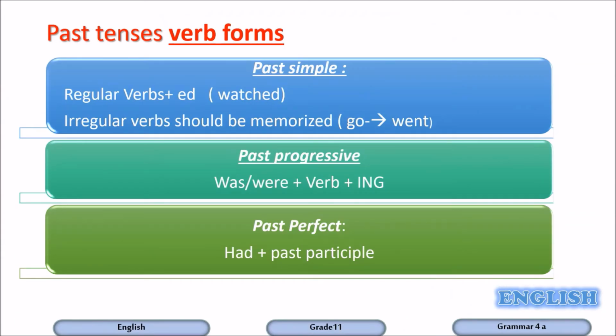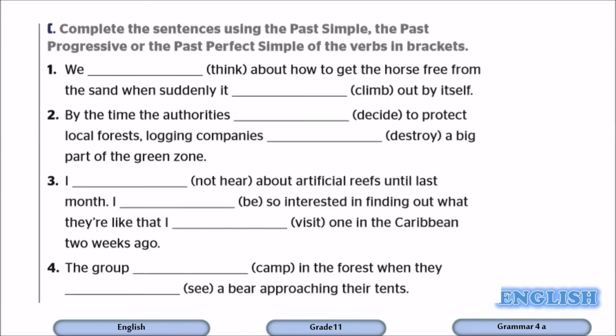If you feel confused about how to form the past simple or progressive or perfect, I advise you to take note of the following forms in your notebook. All right, now let's consolidate your understanding through activity C in your student book. Complete the sentences using the past simple.